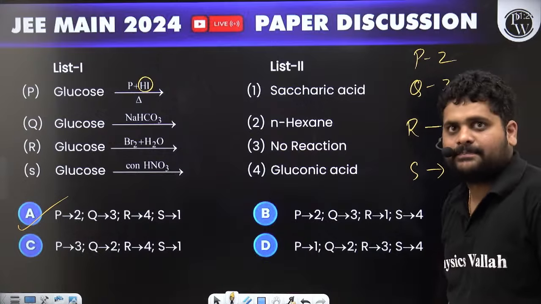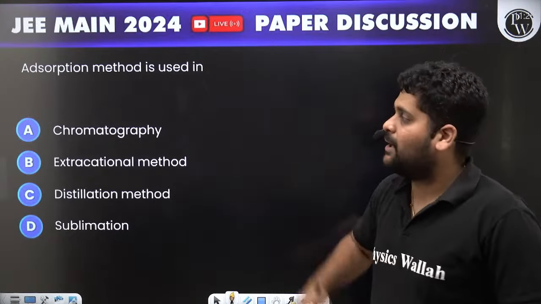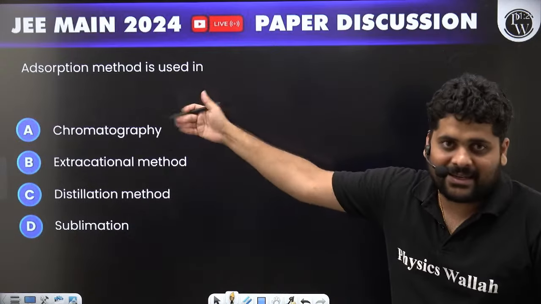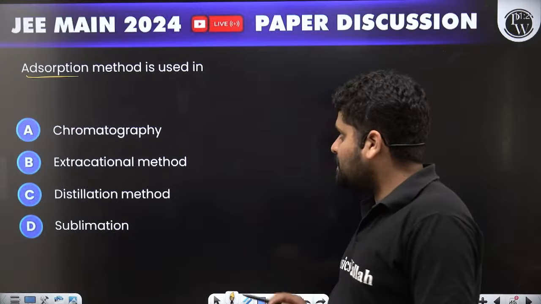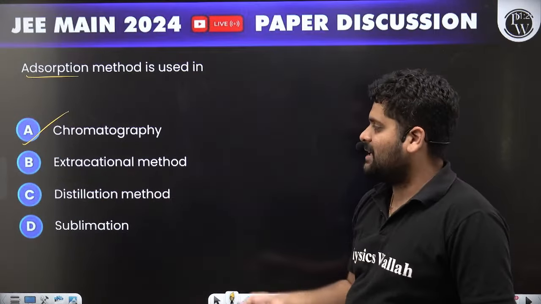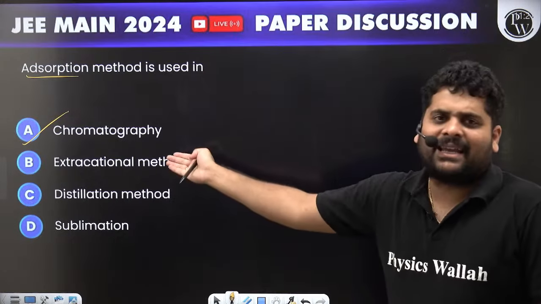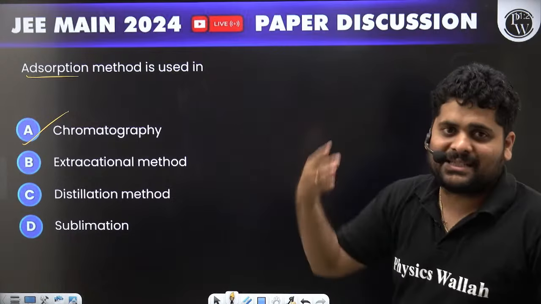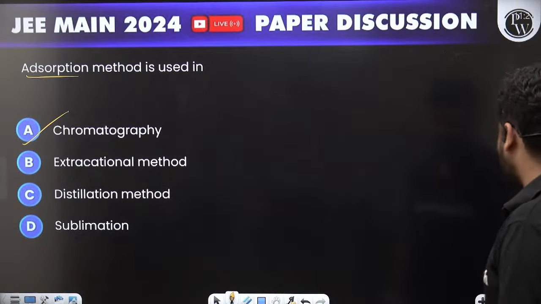Right, simple. Next one, again directly from your NCERT textbook, organic chemistry, some basic principles and techniques. Adsorption method is used in chromatography. Why will you use it in differential extraction or distillation or sublimation? Anybody can answer this, right? You need not have a knowledge of organic chemistry, some basic principles and techniques. Anyone can do this question. So the correct answer is option A.